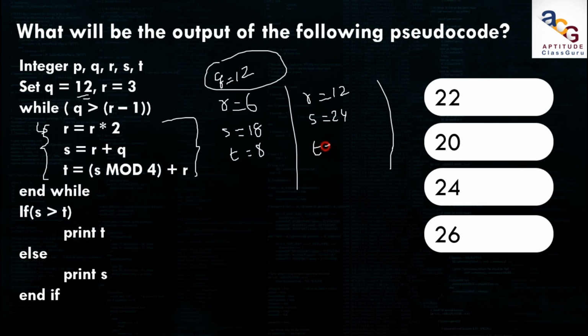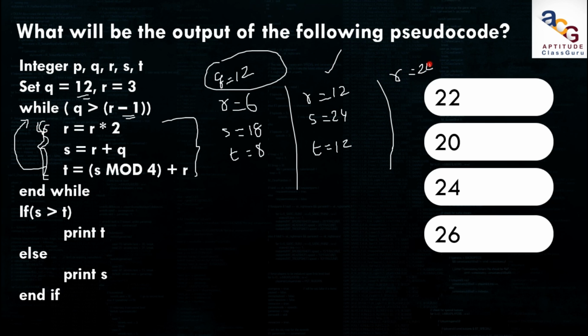What about t? t equal to s mod 4. What is the value of s? It's 24, right? 24 by 4, the answer is 0. Why? Because the remainder is 0. Plus r. What is the value of r? 12. So t equal to r simply. In the second iteration, again the while condition. What is the value of q? Remains same, 12. And what is the value of r now? 12, but here minus 1. So 12 is greater than 11 is true, such that again the loop will be executed.